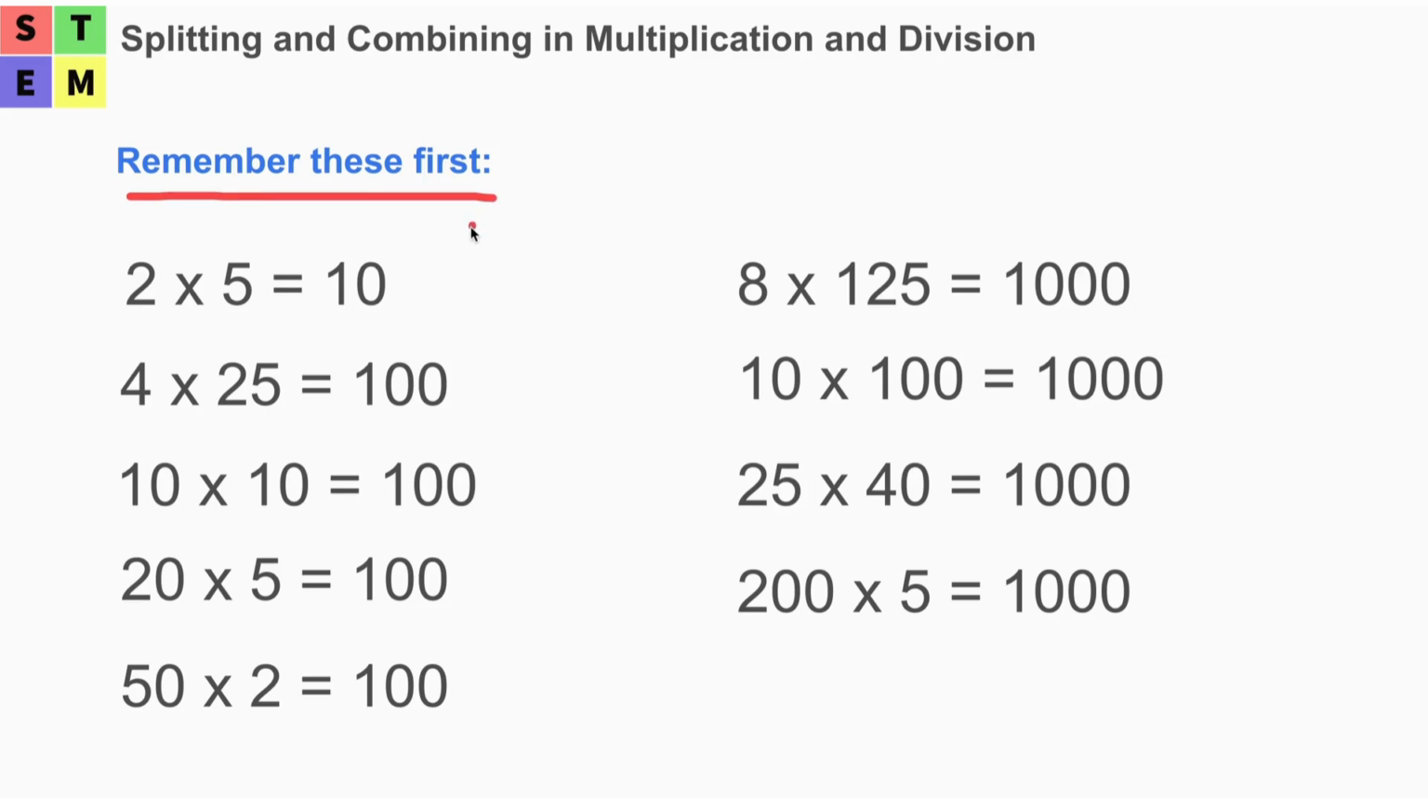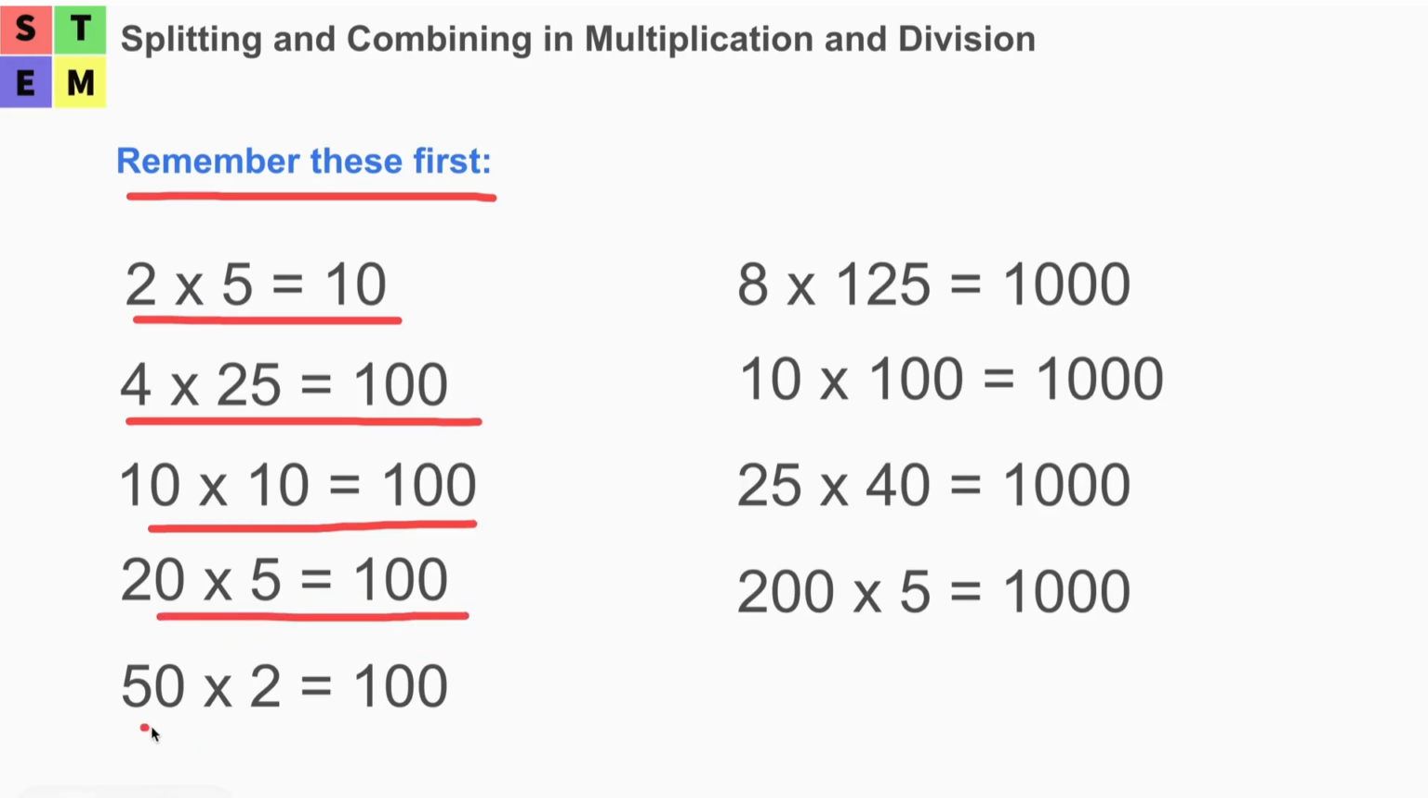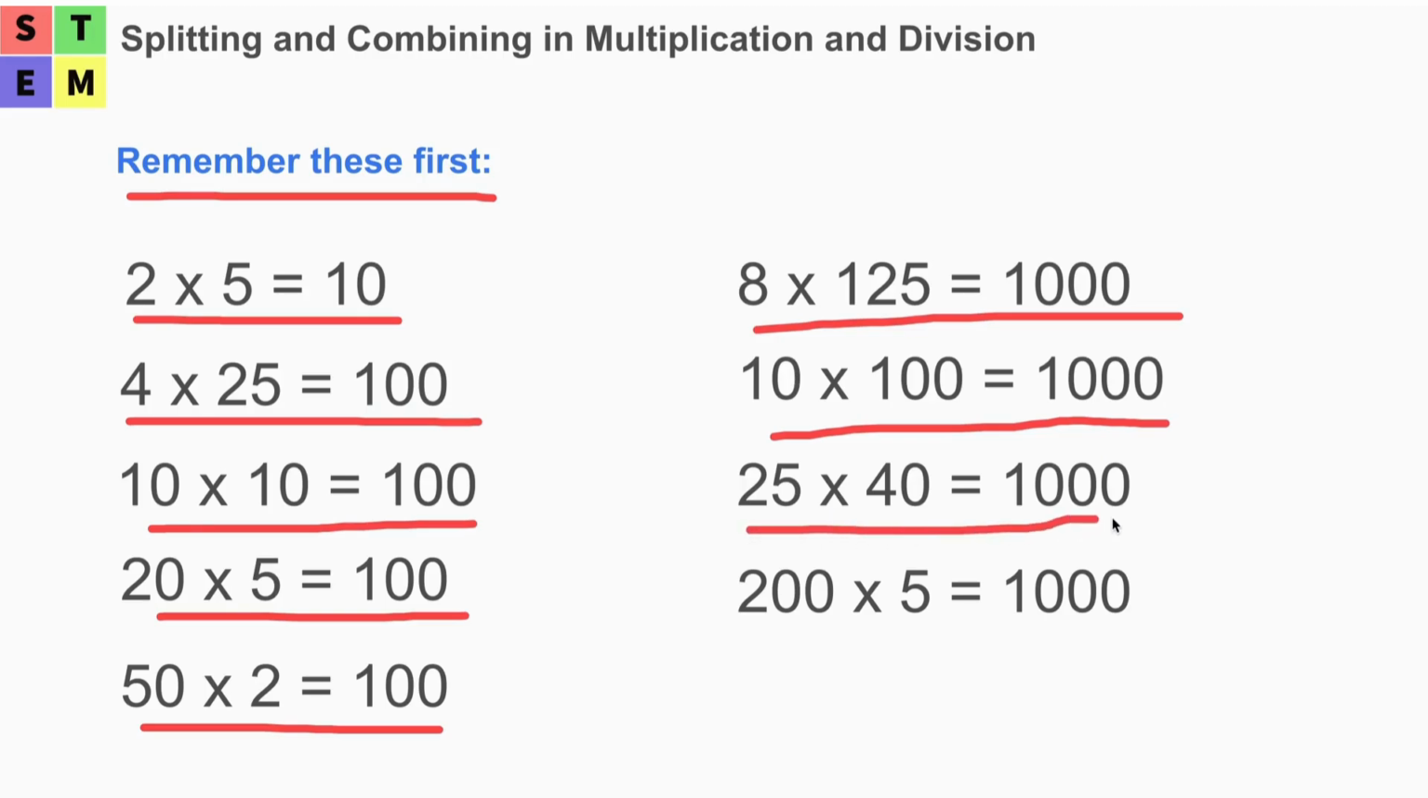So, these first. 2 times 5 equals 10, 4 times 25 equals 100, 10 times 10 equals 100, 20 times 5 equals 100, 50 times 2 equals 100. Okay, and 8 times 125 equals 1000, 10 times 100 equals 1000, 25 times 40 equals 1000, and 200 times 5 equals 1000. Right, specifically, what you need to really remember is 4 times 25 equals 100, and 8 times 125 equals 1000.